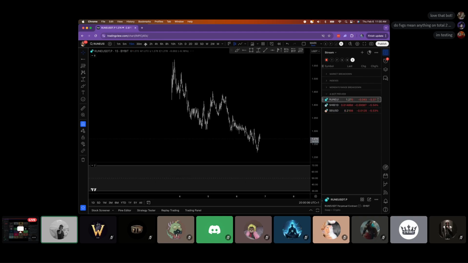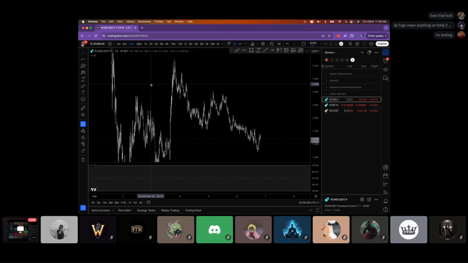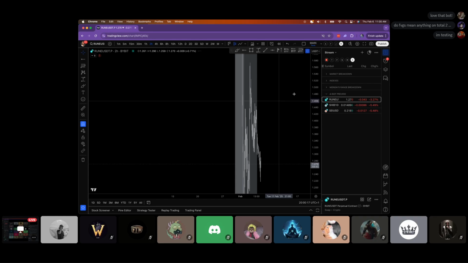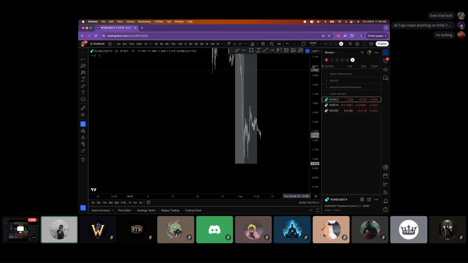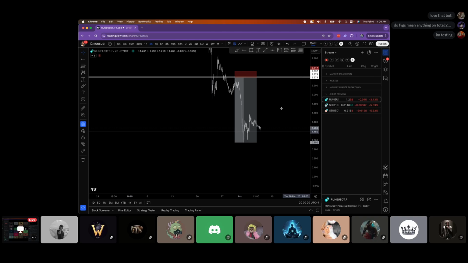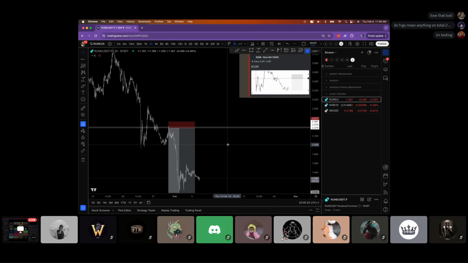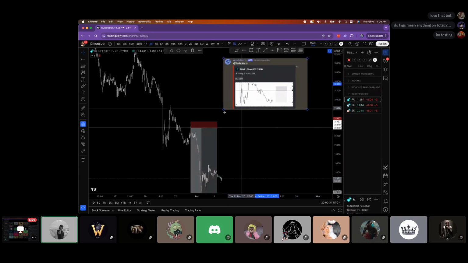All right, so these were some plays, 3 plays given to members who had access to the AI bot, all on the same day. They were given on the 29th, I believe. So this is what the trades look like inside the Discord.